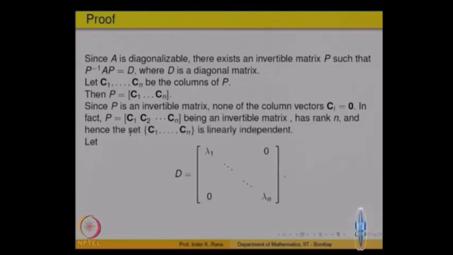So, let us define D to be the matrix with the diagonal entries lambda 1, ..., lambda n, and everything else 0. We are given P and we are given D, and C1, C2, ..., Cn are the column vectors of P. We want to check that lambda 1, lambda 2, ..., lambda n are the eigenvalues and C1 to Cn are the corresponding eigenvectors. For that, we just rewrite the equation P inverse AP equal to D slightly differently.